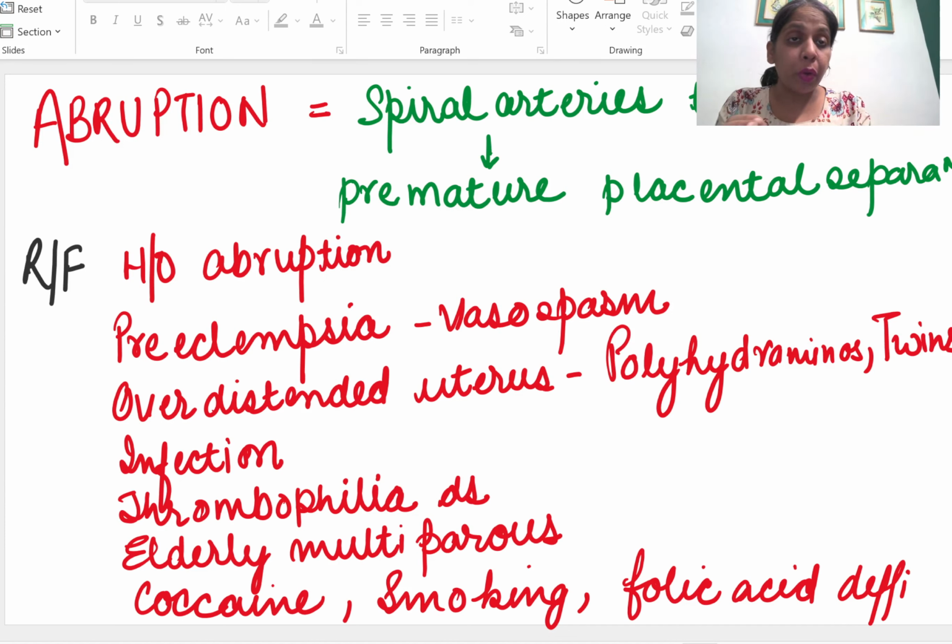Okay, now another problem is cocaine. You all know cocaine affects the arteries, smoking affects the endothelium of the arteries, and then folic acid deficiency. Once again, what are the risk factors of abruption? Preeclampsia, infection, because both of these lead to release of inflammatory cytokines, over-distended uterus, and thrombophilia diseases. Last, elderly multiparous, a very important factor. And the factors which you always forget: cocaine, smoking and folic acid deficiency.